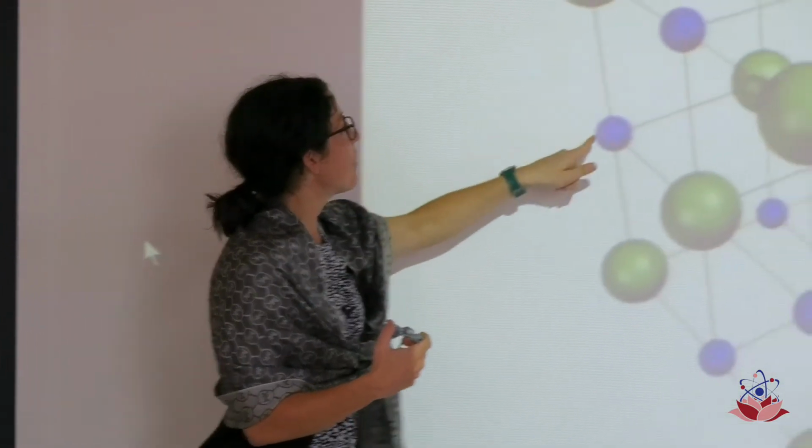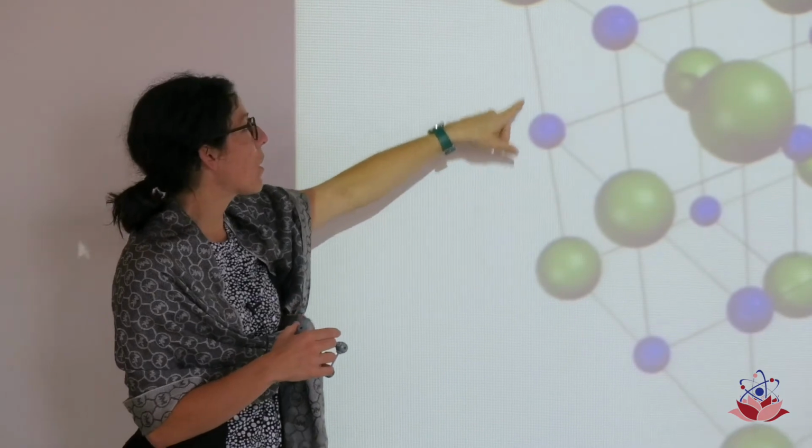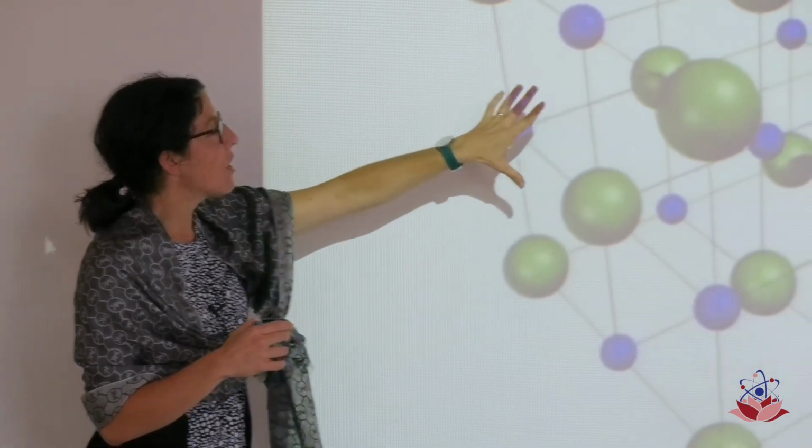So the lines in between the atoms are called bonds, and you can see that these are bound together in a specific structure.